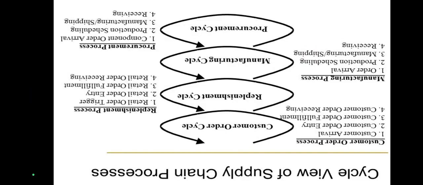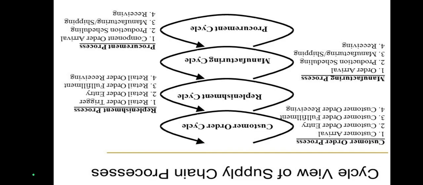Then the cycle view of supply chain processes. As you can observe in the diagram, first we have the customer order cycle, replenishment cycle, manufacturing cycle, and procurement cycle. In the customer order process, there is customer arrival, customer order entry, customer order fulfillment, and customer order receiving. So these are all the things involved in the customer order cycle. When a customer arrives, what kind of product he will order, or how we are going to fulfill his orders, that is the customer order. Then the customer receives the product.